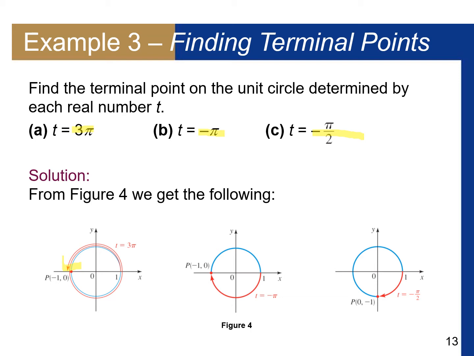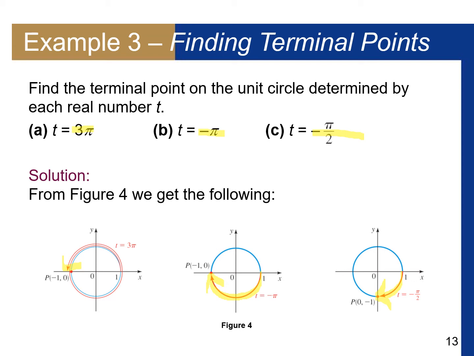B says I will go -pi, which means I will go backwards or clockwise, and I will end up at -1, 0. And C, I'm going to go clockwise again, or backwards as we would look at it, and we would travel -pi over 2 and get 0, -1. Now, while I'm at this last one, how else would I get 0, -1?